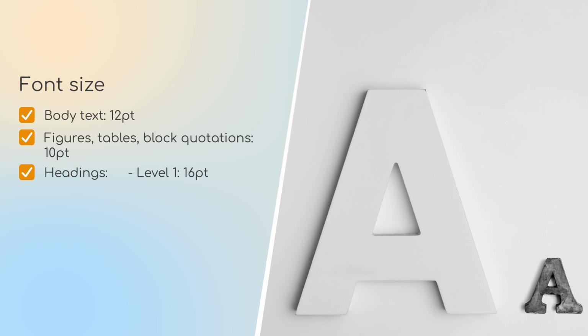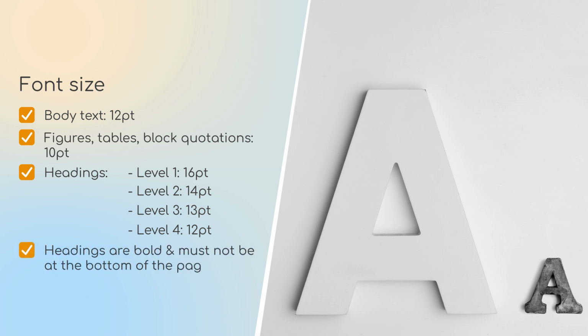The other levels are the subchapter headings of levels 2 and 3, for which a font size of 14 points and 13 points, respectively, is usual. To ensure clarity, your outline should not exceed 4 levels. The font size of the 4th level is 12 points also. Pay attention to this for your headings. Headings are always bold and not underlined.